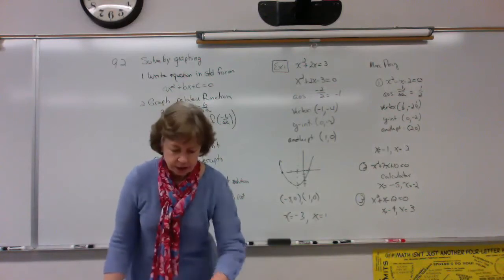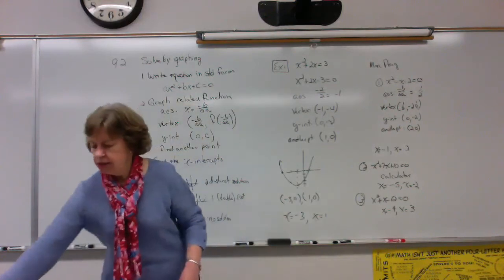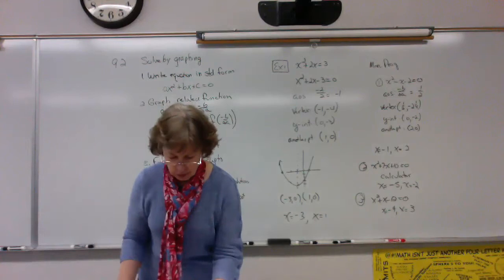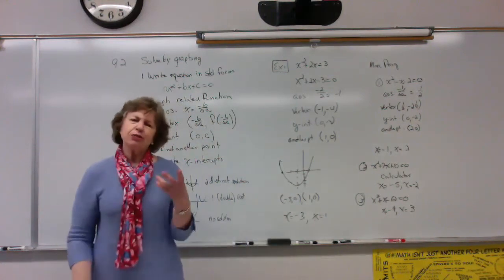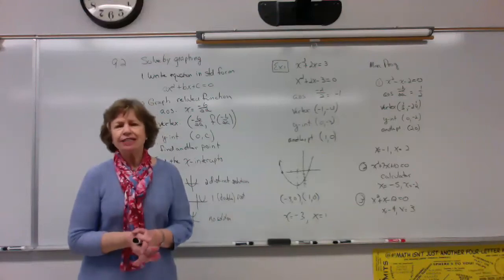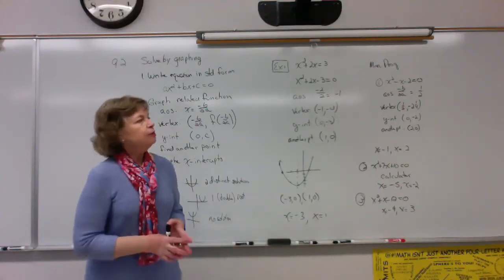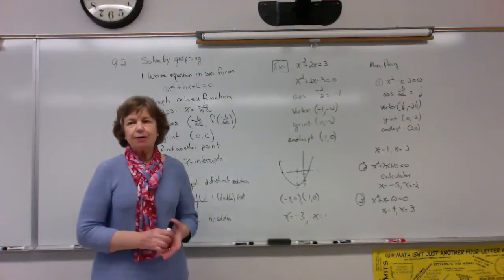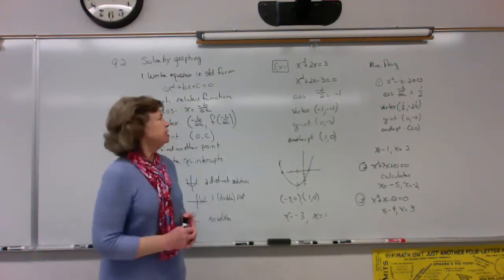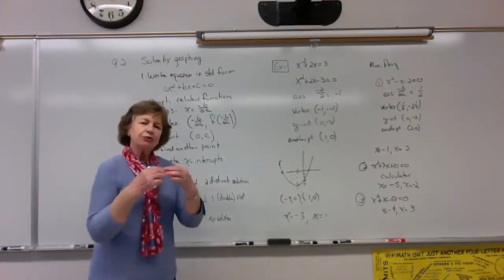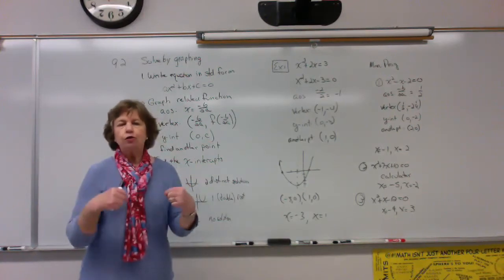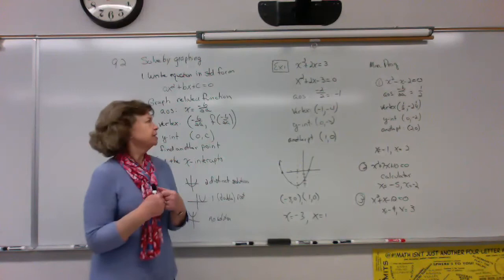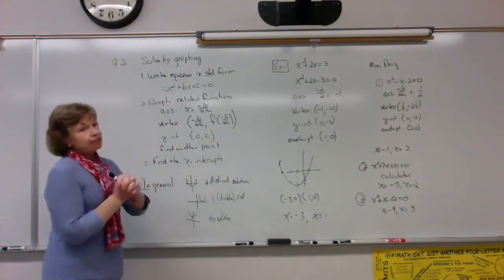So in your book, look on page 490, which is where we're starting. So far, in chapter 7, we solved by factoring. We want to solve quadratic equations today by graphing. And remember, when you do that, what we're really looking for is those x-intercepts. Where does that quadratic equation cross the x-axis? So we're solving by graphing.